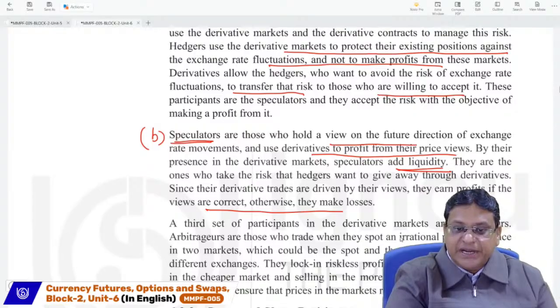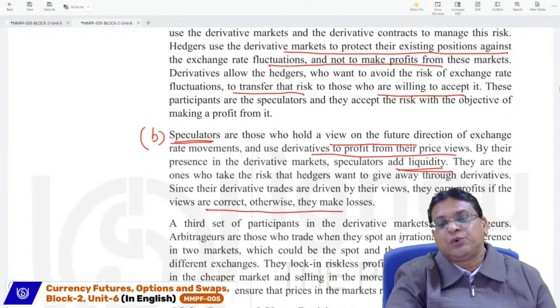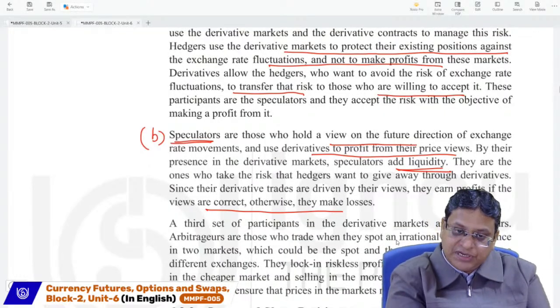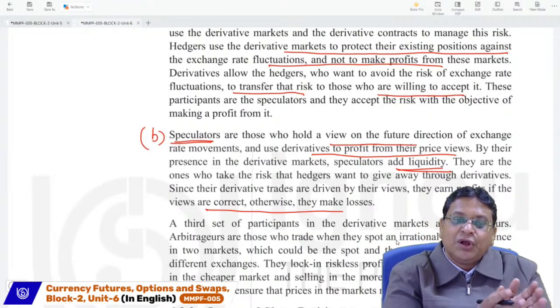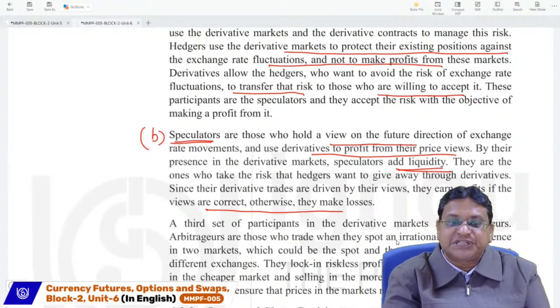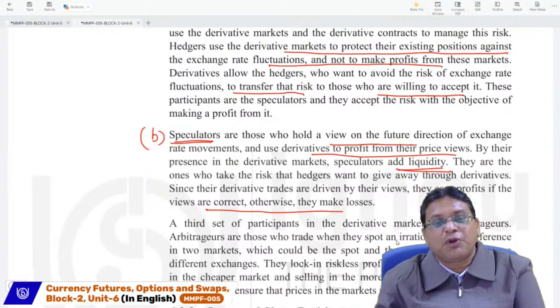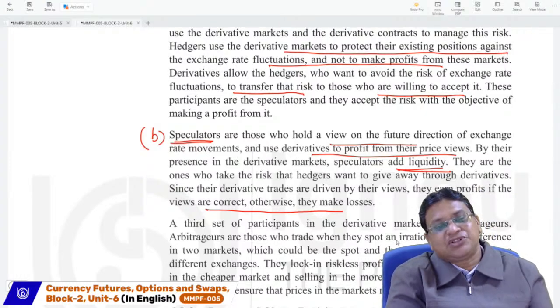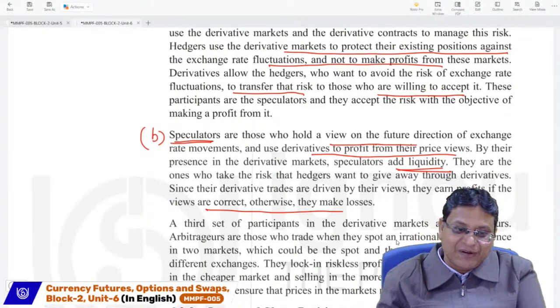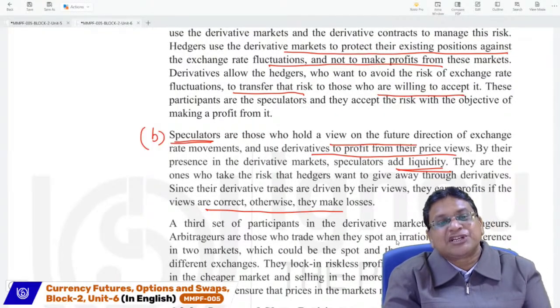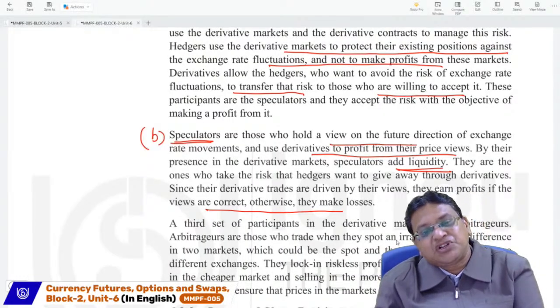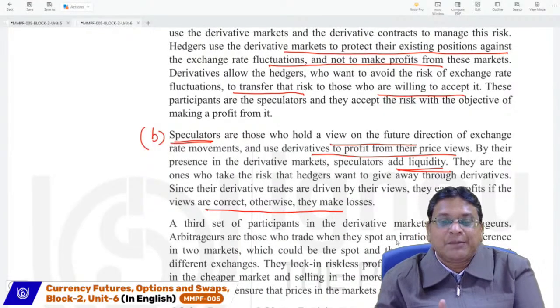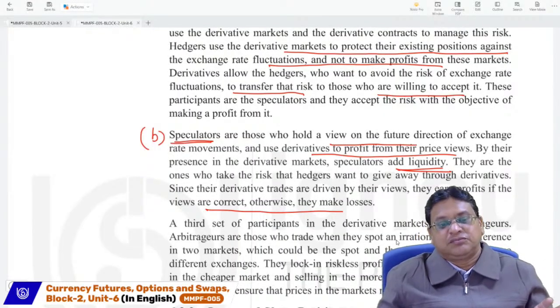If there is no speculator, there will be very little liquidity in that instrument. Okay, so hedger transfers the risk, speculator accepts the risk. Hedger cannot make profit, speculator makes profit or loss. Hedger does not incur loss, speculator incurs loss. Hedger's main motive is to fix the future buying price and selling price. Speculator's main motive is to make profit or loss.